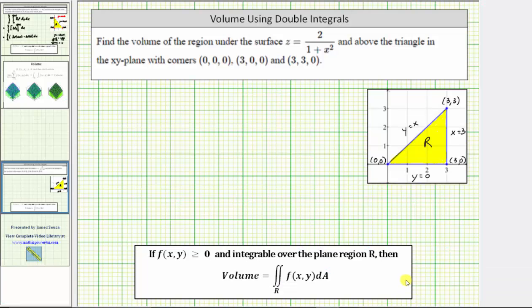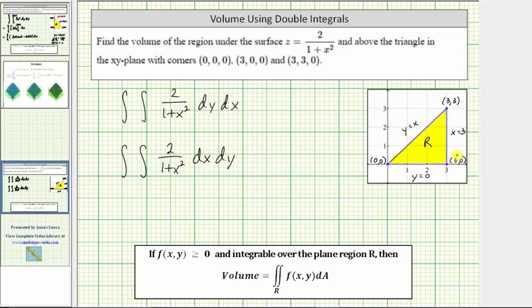Going back to our work, to determine the volume, let's set up 2 double integrals using different orders of integration, then determine which double integral will be easier to evaluate. For our example, f of x comma y is 2 divided by the quantity 1 plus x squared. For the first double integral, let's let differential A equal dy dx, and then for the second double integral, let's let differential A equal dx dy.